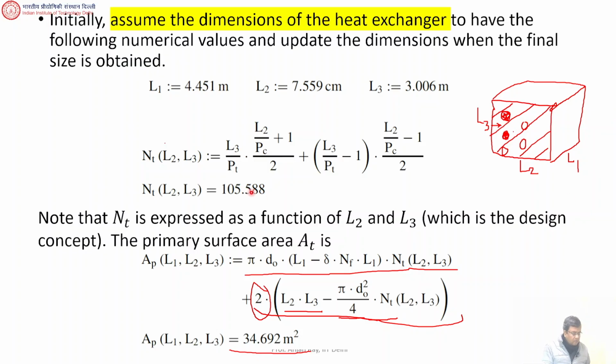Whatever it is, don't bother too much about the MathCAD notation. So this is 105.588. So you can say 106 tubes. And we have the primary surface area. Again, this is an expression which you need to check yourself and be convinced that it is correct. And this gives you an AP, the primary area, which is 34.692 meters squared. So that's quite a bit of area, right?